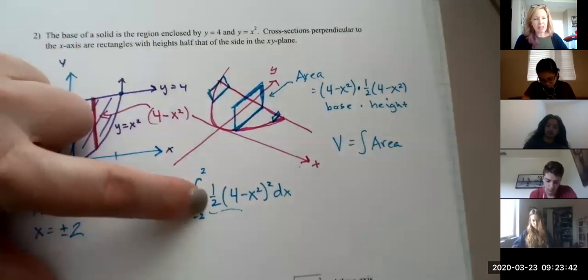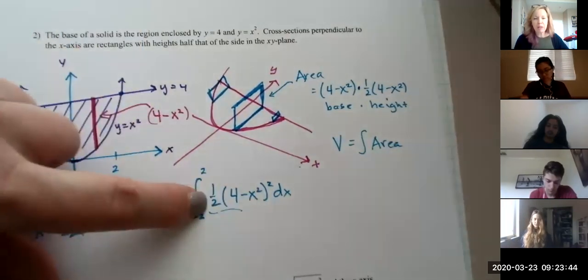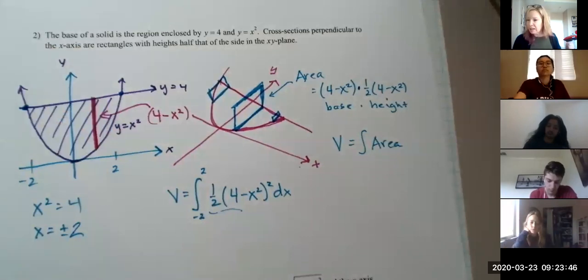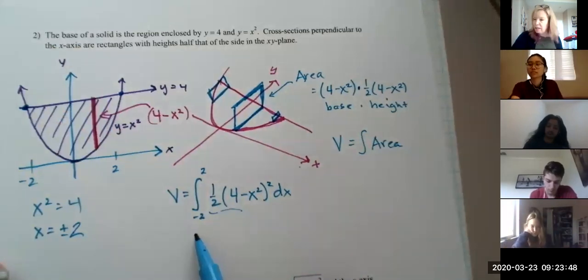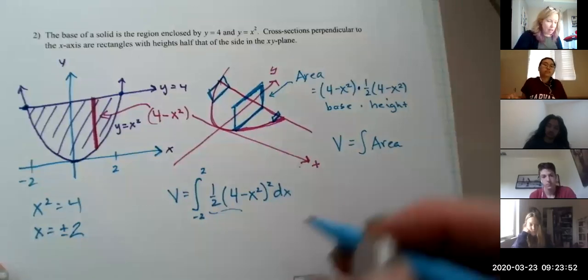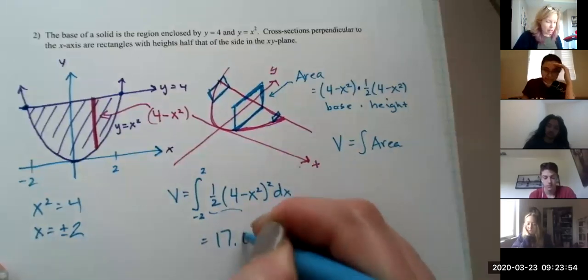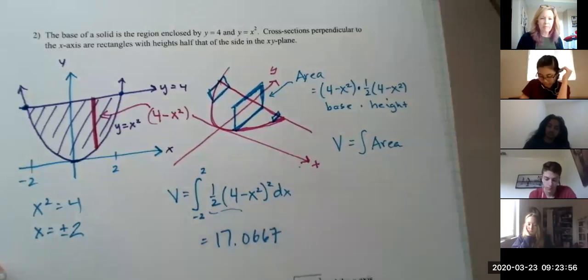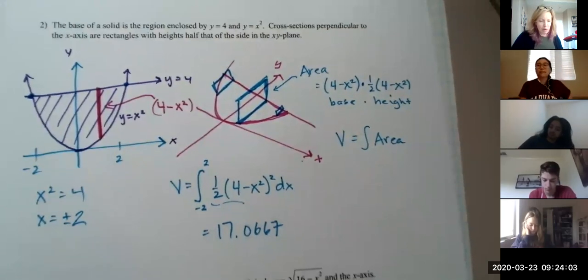There's my formula for the area of that shape, and then I would integrate that. And according to the work that I did on this the other day, that ends up being 17.0667. Okay. Questions on that one?